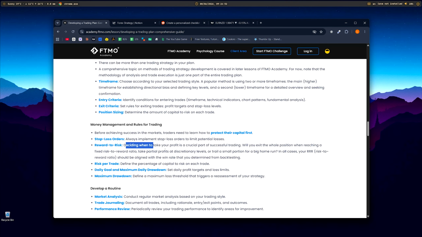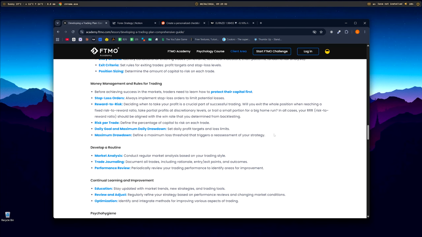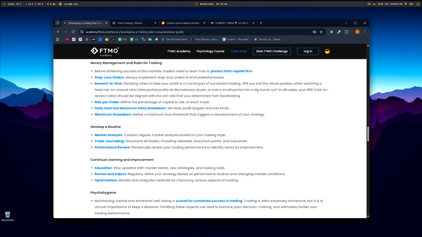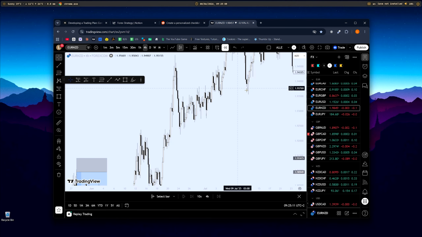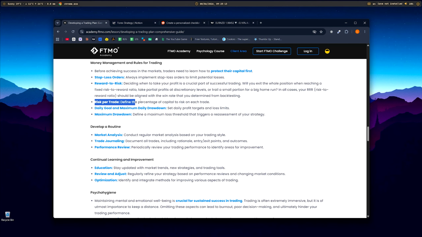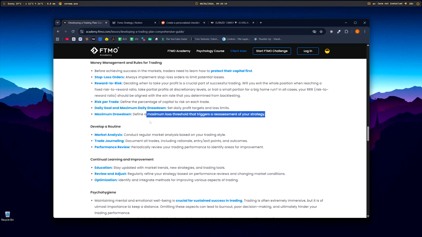Alright, risk to reward, when to take your profit is a crucial part of successful trading, risk per trade, daily goal and maximum. Okay, so I don't think I need to write any of this because it's pretty simple. I don't really care about reward to risk. I mean, it's always the same. Risk per trade is always the same. I don't have the daily goal because I swing, so I don't need it. Maximum drawdown is 10%, but only because of FTMO.